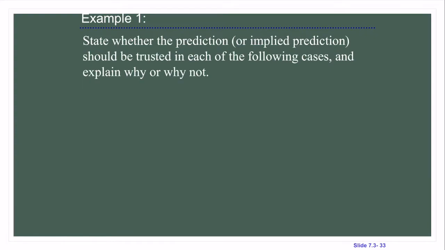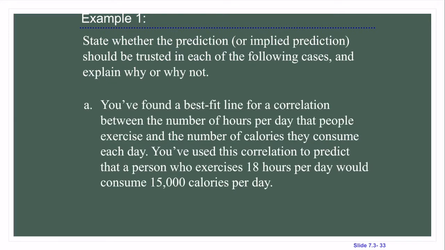So let's state whether the prediction or implied prediction should be trusted in each of the following cases and explain why or why not. You found a best fit line for a correlation between the number of hours per day that people exercise and the number of calories they consume each day. You've used this correlation to predict that a person who exercises 18 hours a day would need to consume 15,000 calories per day.